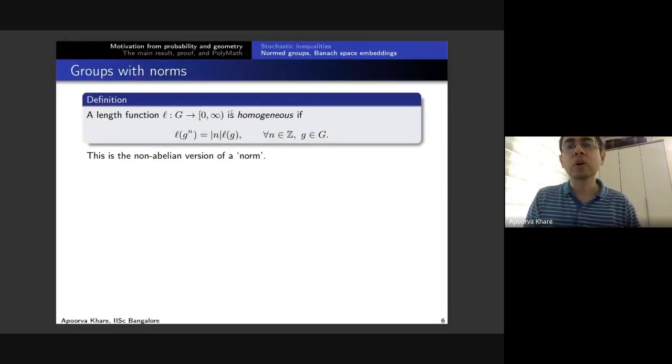The norm condition is called homogeneous. The length of g to the n, the distance from 1 to g to the n, is n times the distance from 1 to g. So this is the non-abelian or geometric version of a norm.